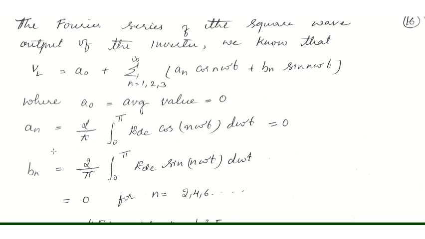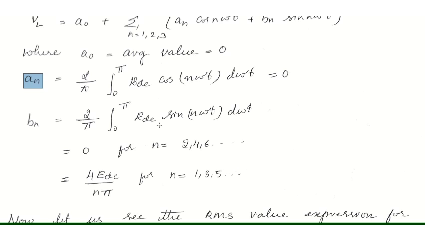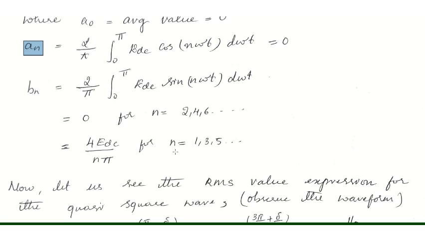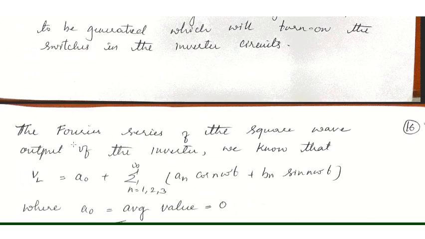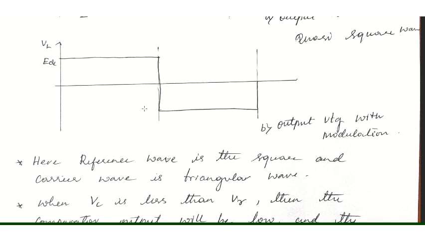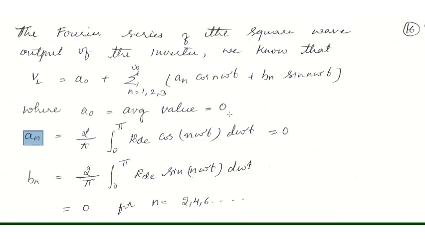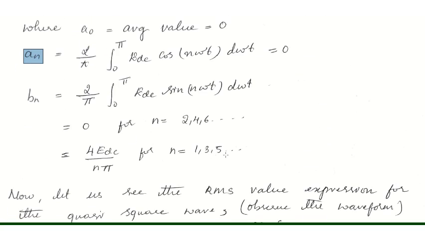We have already discussed that the A n component for the square wave will be 0, and B n we got as 2 by pi integral 0 to pi EDC sin n omega t d omega t. So sin n for all even values of n will be 0, and for n equal to odd numbers the output was 4 EDC by n pi. This we have already discussed, you can refer to the previous sessions. So for this unmodulated output, the output has only odd components, for n equal to 1, 3, 5 to infinity.